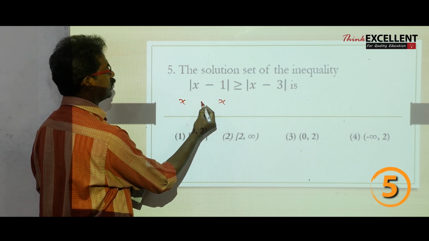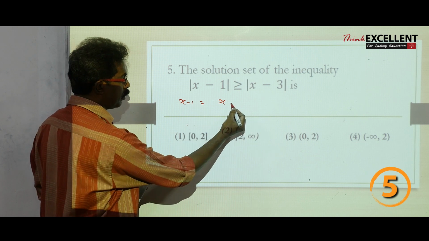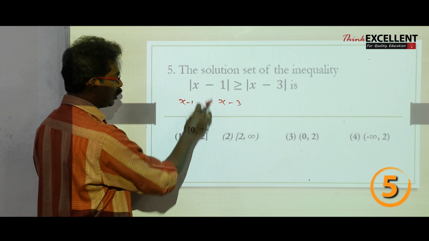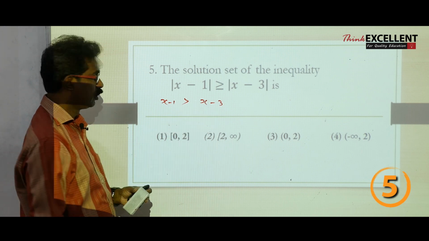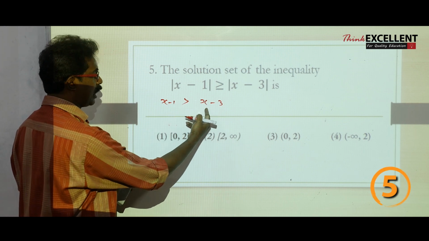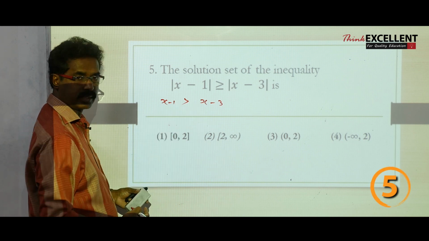Suppose both are equal, x equal x. Here I am removing 1. Here I am removing 3. So you can't say equal. This must be greater, because here we are subtracting 3. So x minus 1 is greater than x minus 3. From here you cannot find x because both x get cancelled.